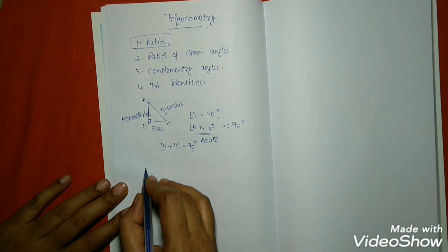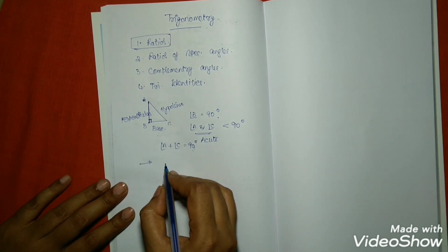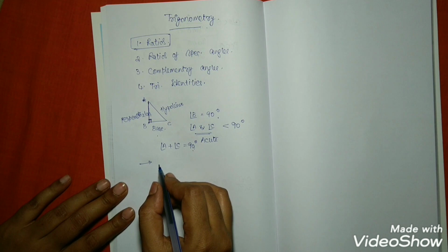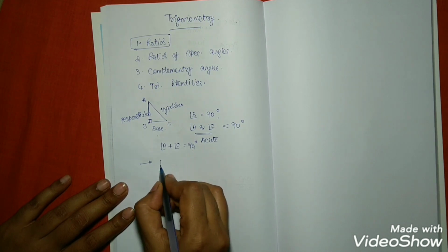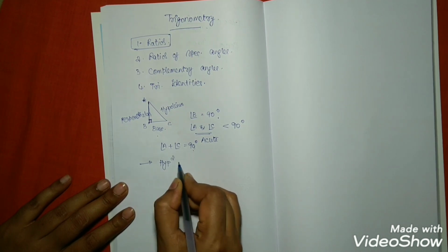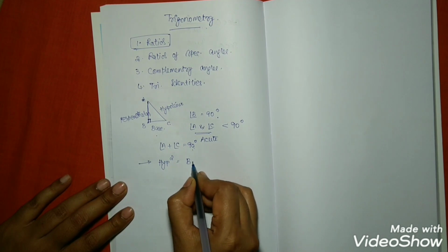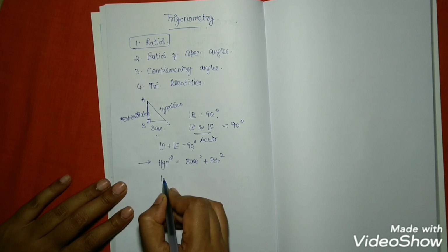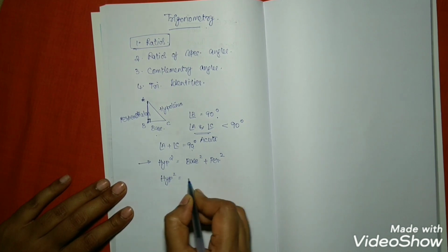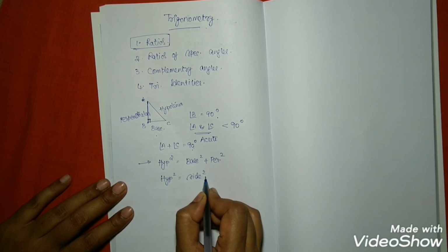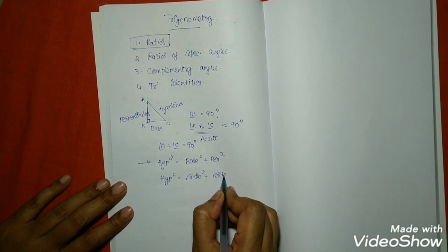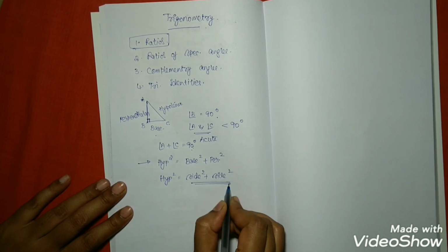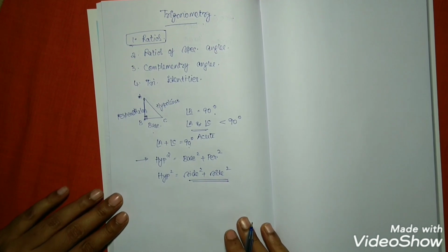Before starting the topic, we should know the Pythagoras Theorem, where we are using this Pythagoras Theorem throughout this chapter. That is, hypotenuse square is equal to base square plus perpendicular square. Or else we can call it hypotenuse square is equal to side square plus side square. In general, we take the perpendicular and base as the other 2 sides of a triangle.